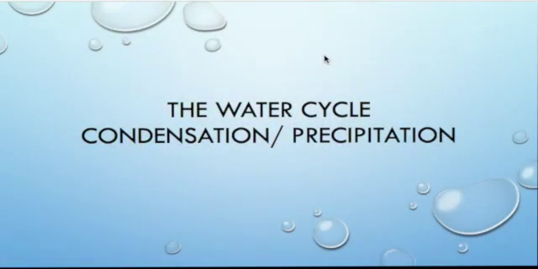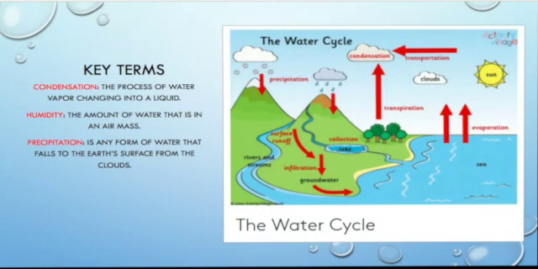I'm coming to you to give you a little bit of a review on condensation and precipitation. And let's review some of those key terms. Key terms: condensation. This is the process of water vapor changing into a liquid. And then you have humidity. That's the amount of water vapor that is actually in the air mass. And then you have precipitation. This is any form of water that falls to the Earth's surface from clouds.